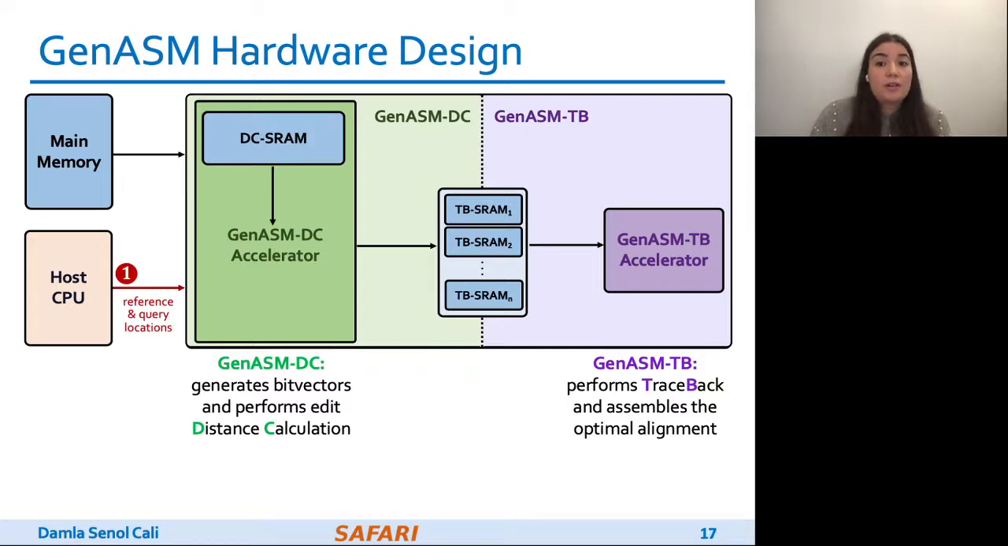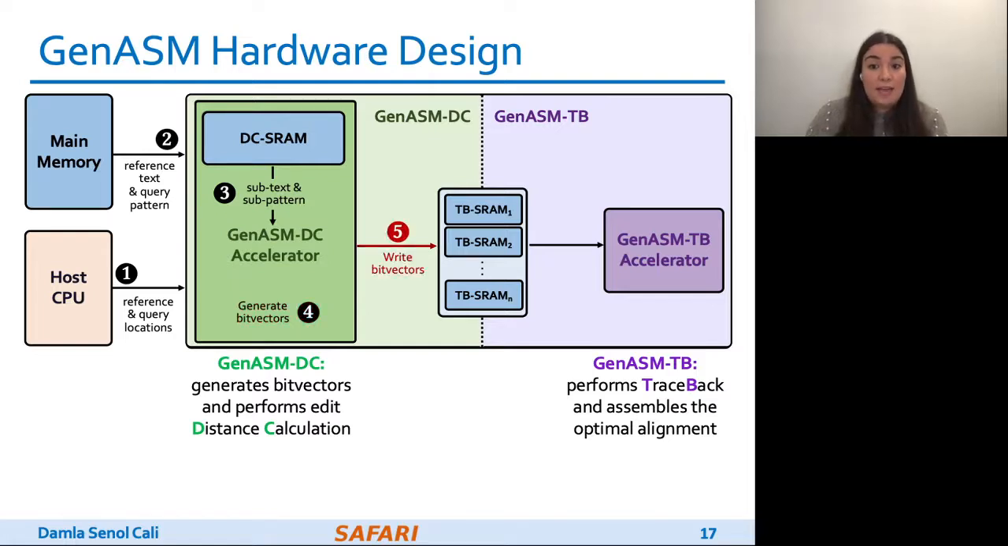GenASM execution starts when the host CPU issues a task to GenASM with the reference and the query sequences' locations. Then, GenASM-DC reads the corresponding reference text region and the query pattern from the memory and then writes these to its dedicated SRAM, DC-SRAM. After that, GenASM-DC divides the reference text and query pattern into multiple overlapping windows, and for each subtext and subpattern, GenASM-DC searches for the subpattern within the subtext and generates the bit vectors. Then, GenASM-DC writes these bit vectors to the TB-SRAMs.